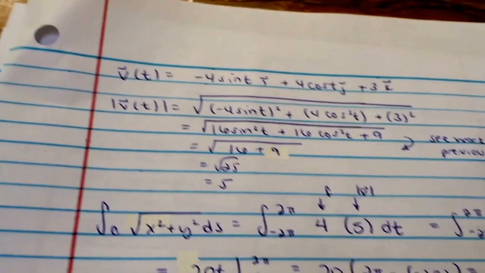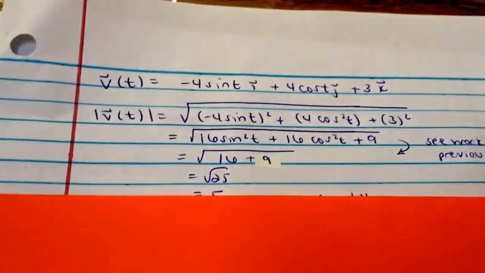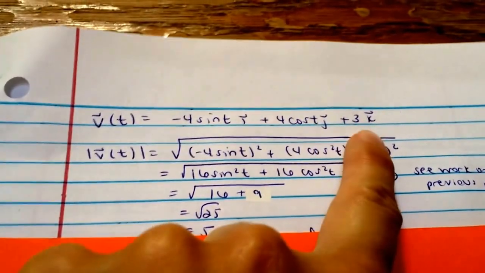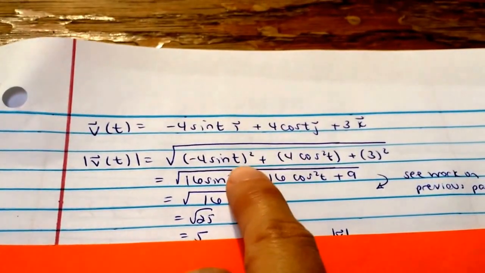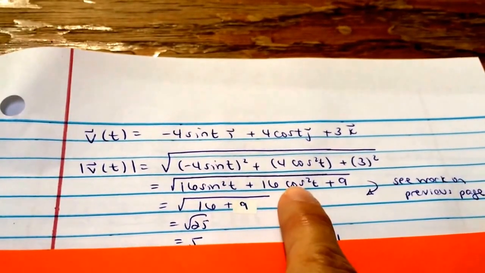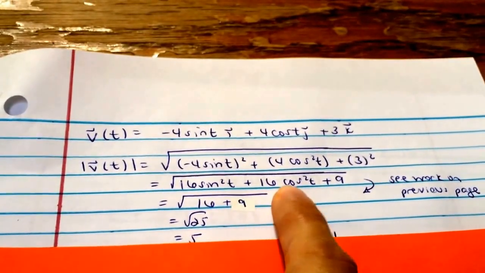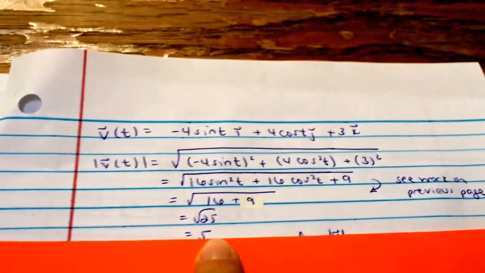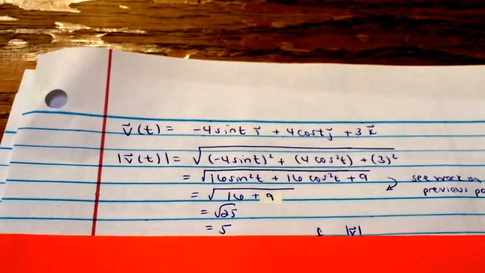All right, so here's the derivatives, and then that's a vector, obviously, so I'm going to do the magnitude of it. So square each of these pieces. I already showed the work for how this becomes 16, so I didn't do it again. 16 plus 9 is 25, square root of 25 is 5. So that's the extra piece that's going to pop up.